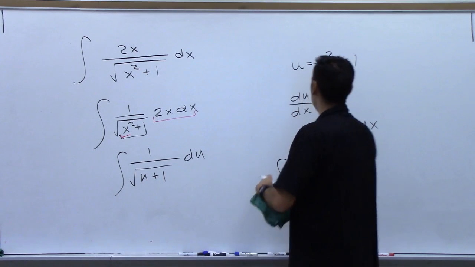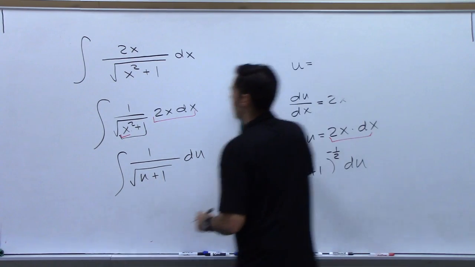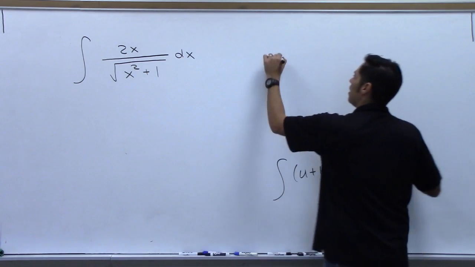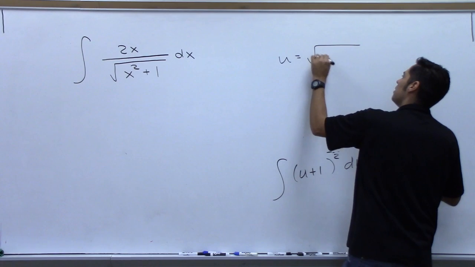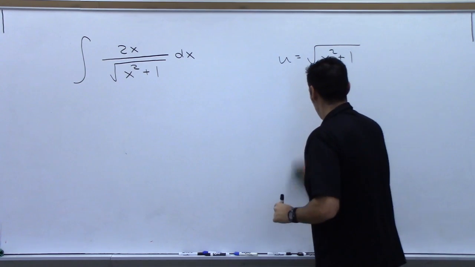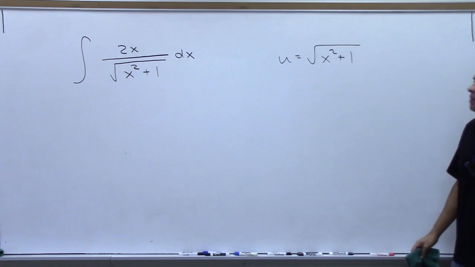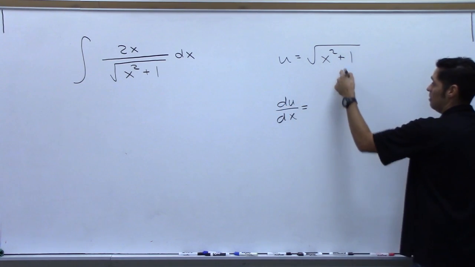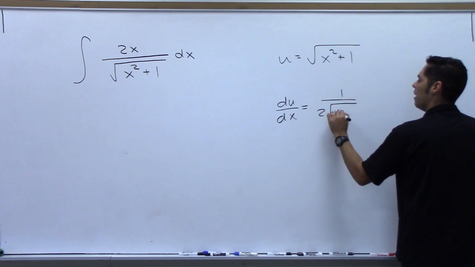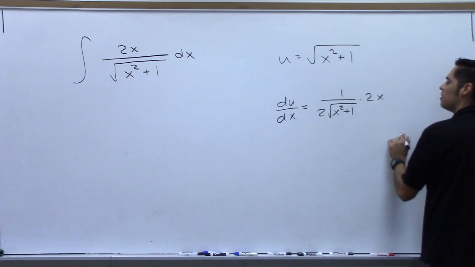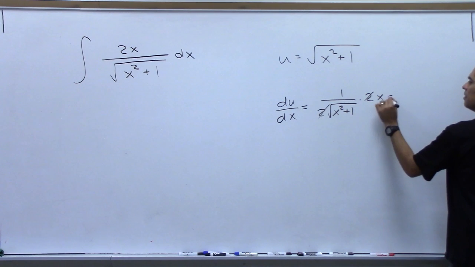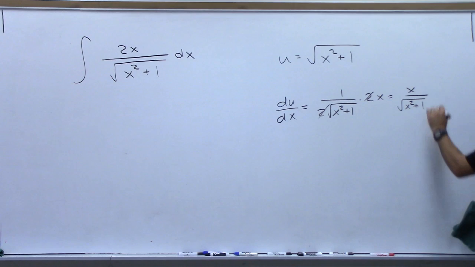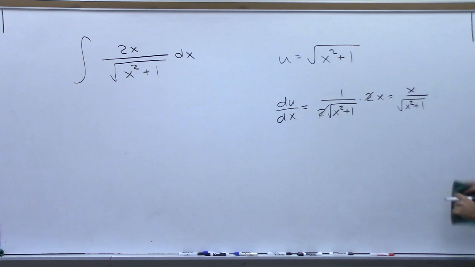Now what if I would have been super ambitious and I would have been like, all right, I'm going to take the whole denominator. I'm going to take u is equal to the whole root. I'm just going to take it all. Now you're taking too much. Because what's the derivative of this? 1 over 2 root x squared plus 1 times 2x, which is x over root x squared plus 1 dx. Sorry. You see that?